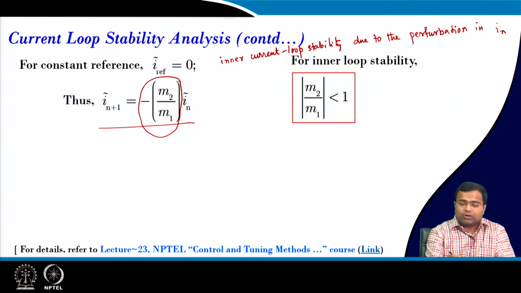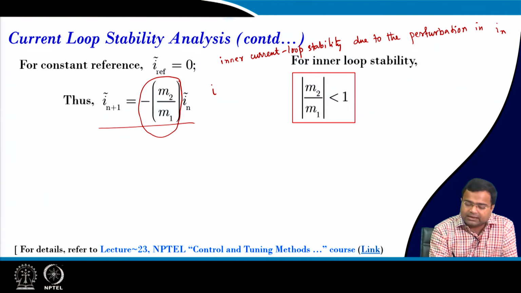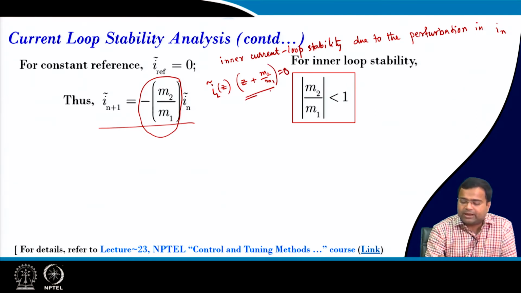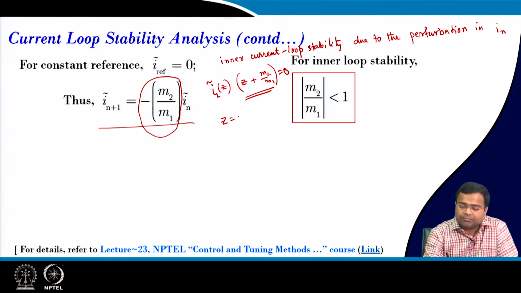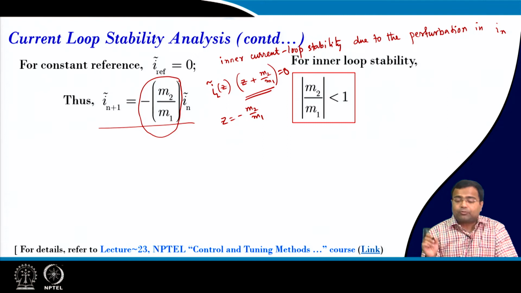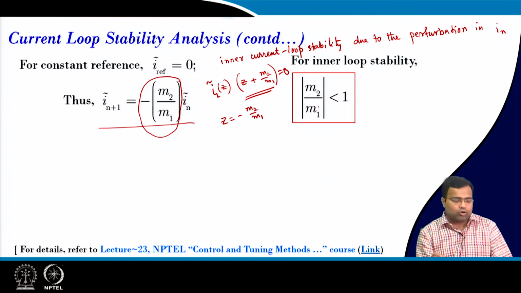That means the location of this coefficient matters. If I apply the Z transform, what will I get? You will get IL tilde Z times Z plus m2 by m1, this whole thing equal to 0. So, we have to ensure that Z equal to minus m2 by m1 is always within the unit circle. It can be proved if we take the magnitude of this.